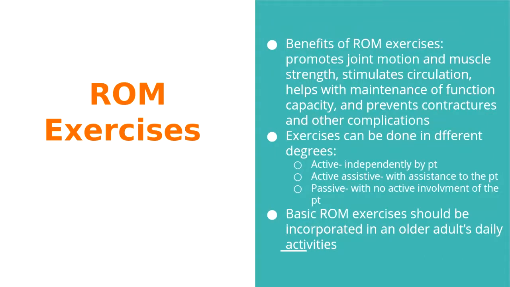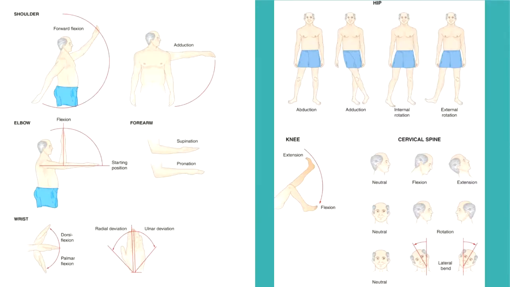Usually you would be modeling for them in front of them so that they know what movements to do. There's active assistive, where you're giving some assistance, and then passive, where the patient does not have any involvement in these exercises. So for the basic range of motion exercises, like we said, they should be done daily. And I'm just going to show a couple of different exercises that especially our elderly patients, if not everyone, should be doing. So there's flexion, adduction, supination, pronation.